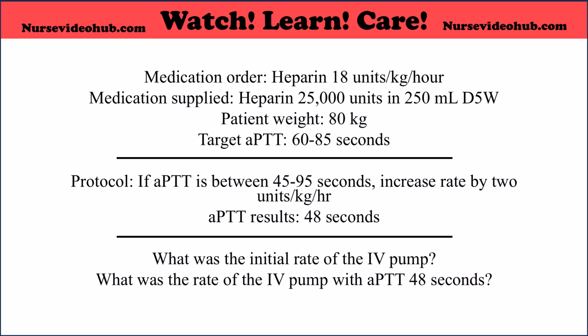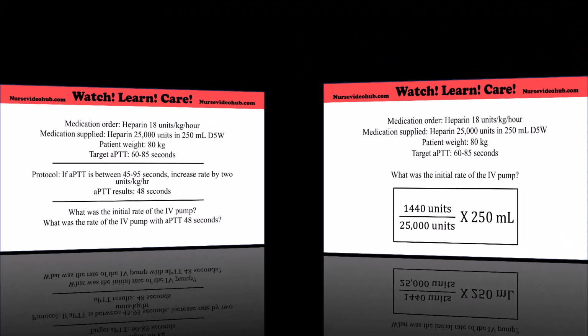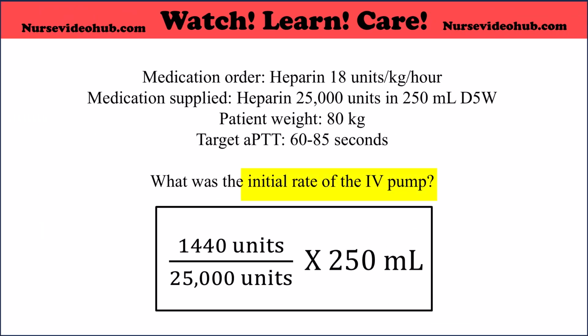The initial order is heparin 18 units per kilogram per hour. The medication supplied is 25,000 units in 250 milliliters of D5W. The patient's weight is 80 kilograms. The target aPTT is 60 to 85 seconds. The patient's aPTT result was 48 seconds. The protocol reads that if the aPTT is between 45 to 95 seconds, you increase the drip by 2 units per kilogram per hour. Let's calculate the initial rate first.